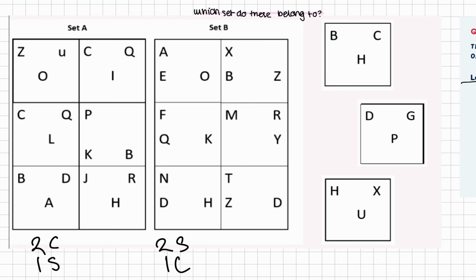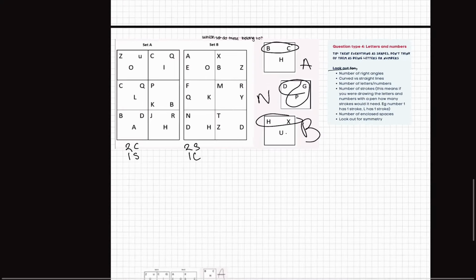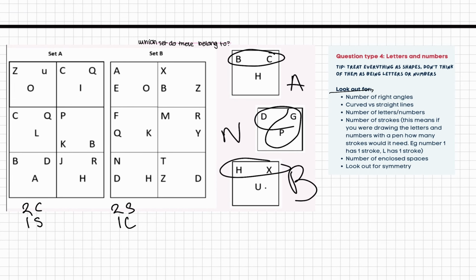So now we can easily just think about which one it's going to be. So this one has 2 curved, 1 straight. That's going to be set A. This has 3 curved. So this is going to be neither. This has 2 straight, 1 curved. So this is going to be B. Hopefully this made it easier and clearer for how you should approach these questions.